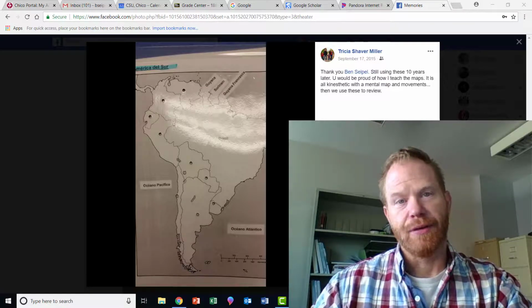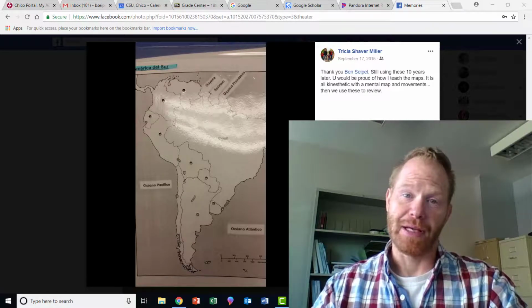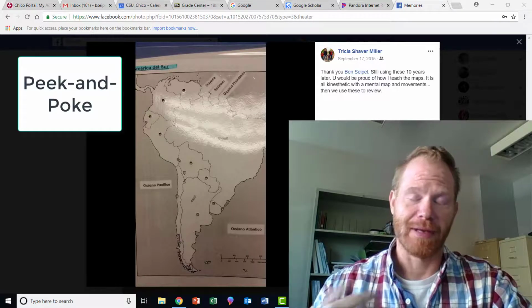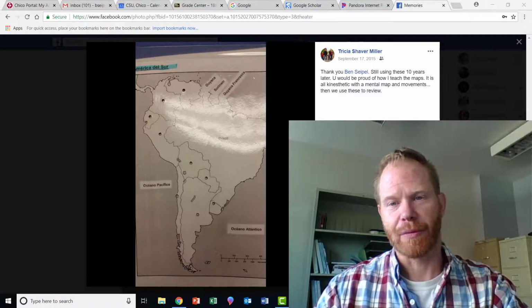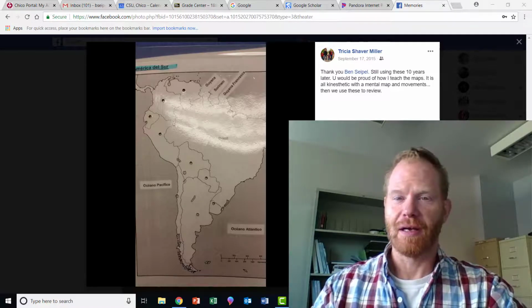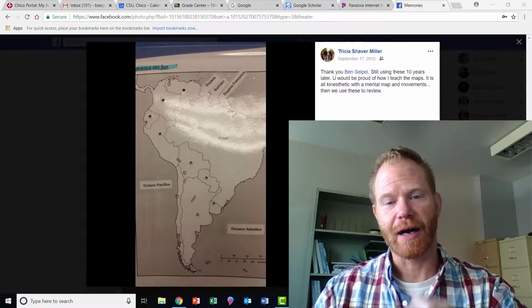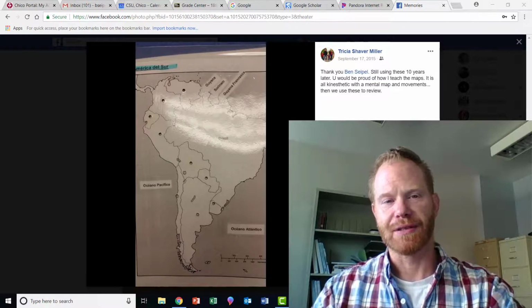One vocabulary activity that you can use in your classroom is something I call a peek and poke. It has a funny name, I know. People might call it other things. On the screen here, I got a reminder from my Facebook memories of the Spanish teacher who was hired after I left my school and how she was still using them.